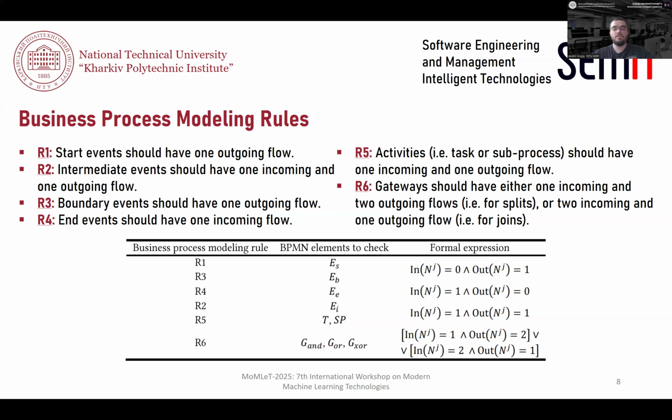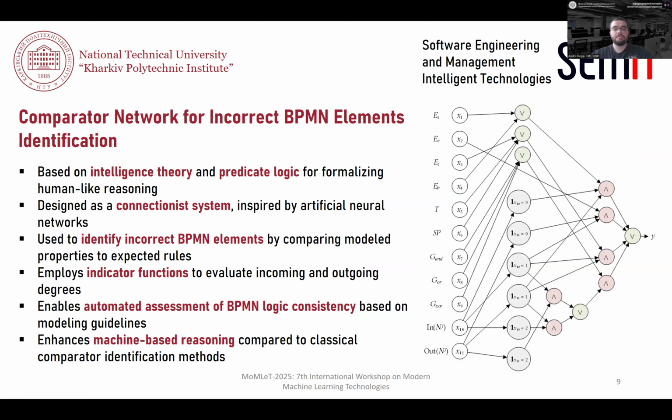The formal expressions used to validate business process model elements against these rules are demonstrated in the table here. So, based on these rules and the input data, we propose the comparator network for incorrect BPMN elements identification. This structure is based on the intelligence theory and predicate logic to formalize human-like reasoning. It's designed as a connectionist system inspired by artificial neural network structures, and it's used to identify incorrect BPMN elements by comparing model properties to expected rules.